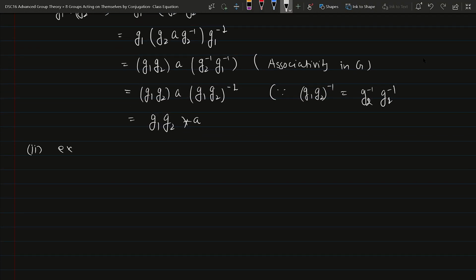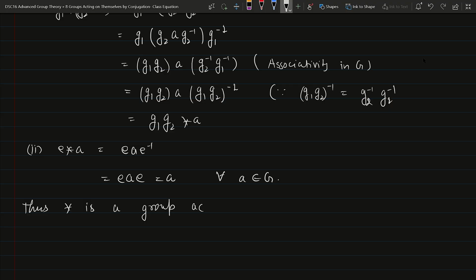Then you can think about e star a, that is the same as e a e inverse, and that is equal to e a e, which is equal to a for all a belongs to G. Thus star is a group action of G on itself, known as conjugation. This operation, this action, what do we call it? Conjugation. Okay.